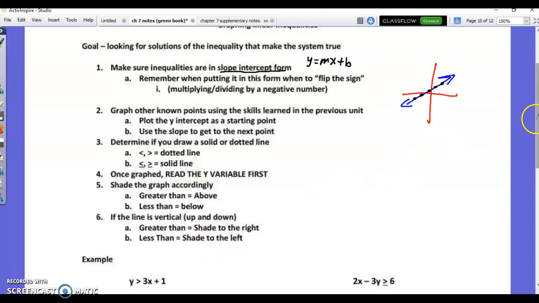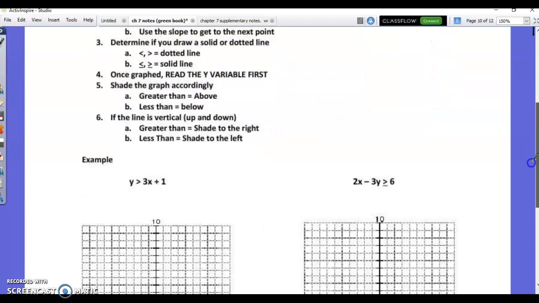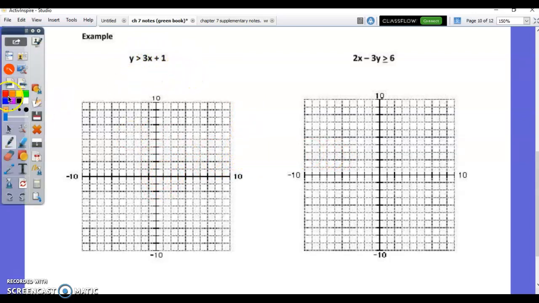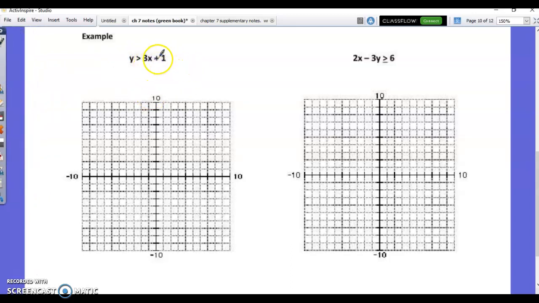So let's go ahead and take a look at one of the examples, or both of these examples. All right, sorry for these grids, the lines are a little bit shady, but we can still get it. Okay, so we need to graph this line as if it's y equals 3x plus 1. So we always start with b, right? y equals mx plus b. So we always start with the last number, which in this case would be positive 1. So I'm going to put a dot there.